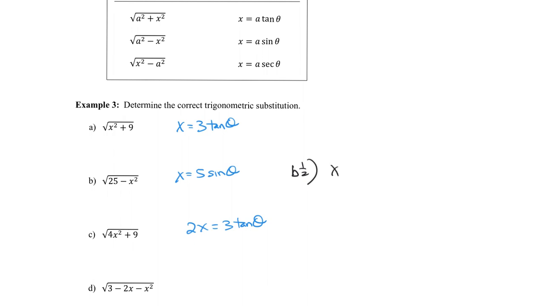What if we had x squared minus 25? Well, that's a variable first, right? Variable first, so it's going to be secant. So this is going to be x equals 5 secant theta. Okay, so these are similar, these two. But when the variable is first for the subtraction problem, it's going to be a secant.